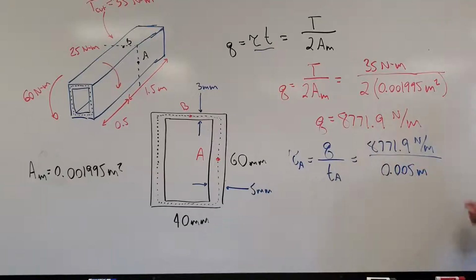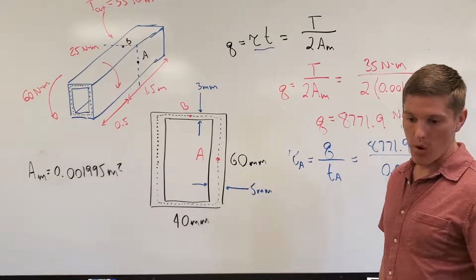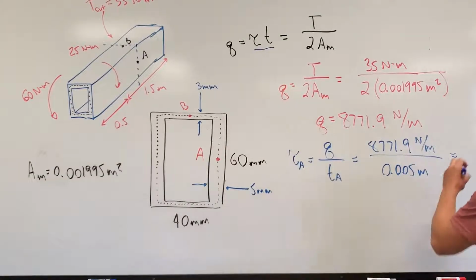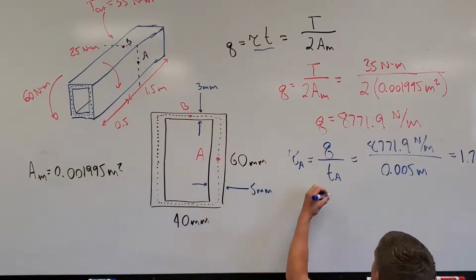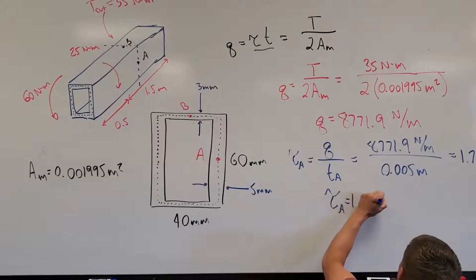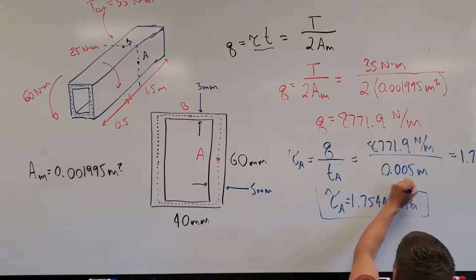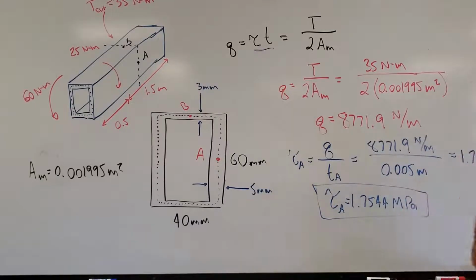So we convert that to 0.005 meters, and we can do this in our calculator, and we figure out that our shear stress at A is 1.7544 megapascals. And that is going to be one of the answers that the problem asked for.